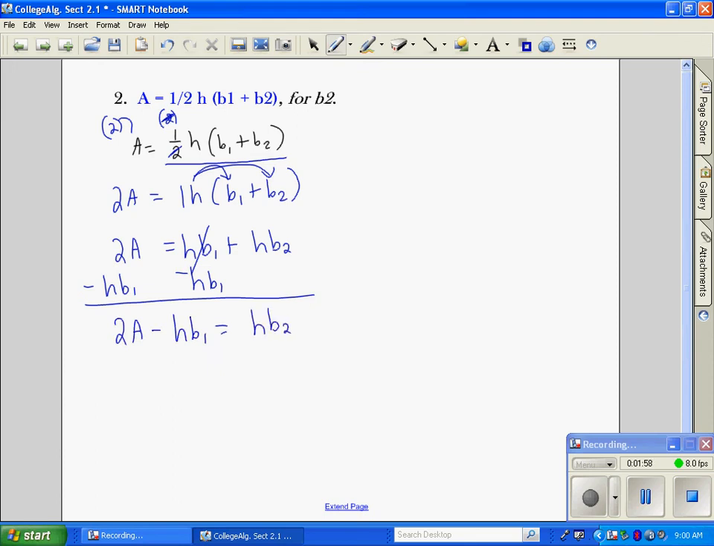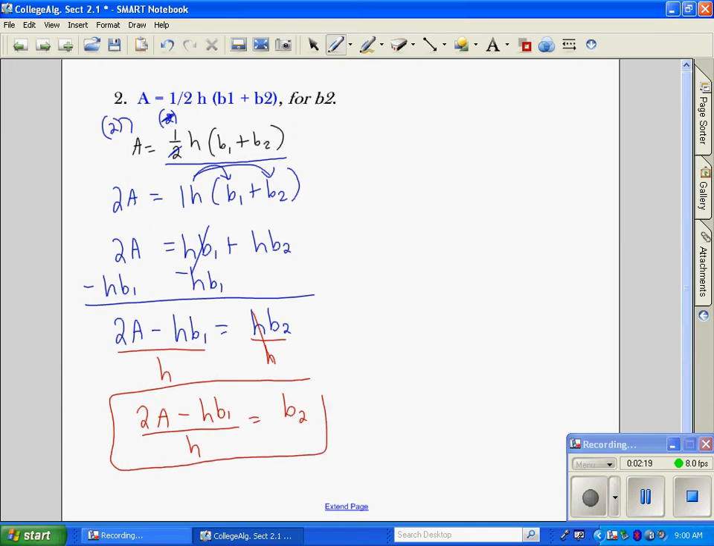Well, to get b2 by itself, that means I need to divide everything by h. Whatever you do to one side, do to the other. Then I have overall 2A minus h b1, all divided by h, is equal to our b2. And that's all they ask us to do. They ask us to specifically solve for base 2.